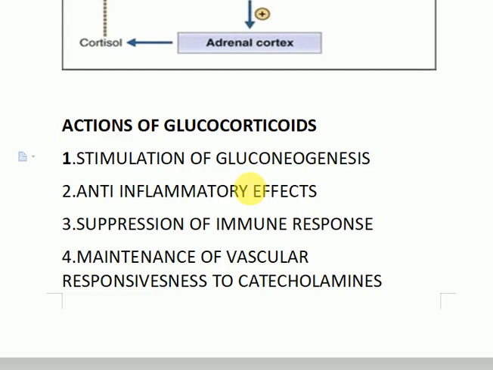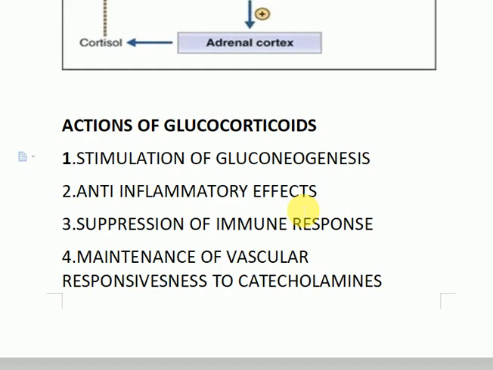processes. Then the anti-inflammatory effects of glucocorticoids: they induce the synthesis of lipocortin, which is the inhibitor of phospholipase A2. And phospholipase A2 is the enzyme that liberates arachidonate from membrane phospholipids, providing the precursor for prostaglandin and leukotriene synthesis. And leukotrienes and prostaglandins, of course, are the inflammatory markers. They are involved in inflammatory response. So the glucocorticoids have the anti-inflammatory property by inhibiting the formation of the precursor, that is the arachidonate.